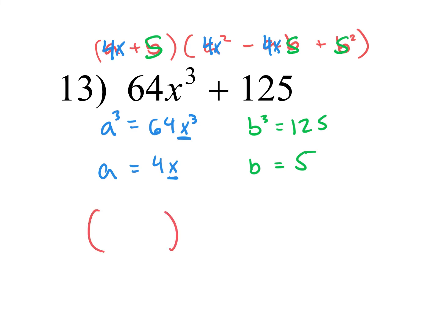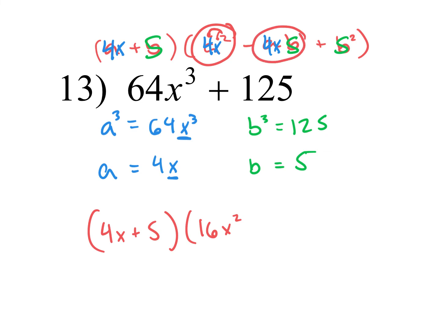So then how would I write my answer? 4x plus 5 times? Perfect. 4x squared, you have to square the 4 and square the x. So this is 16x squared. And then here I have to multiply 4x times 5, which would be what? Negative 20x. And then 5 squared? Plus 25.